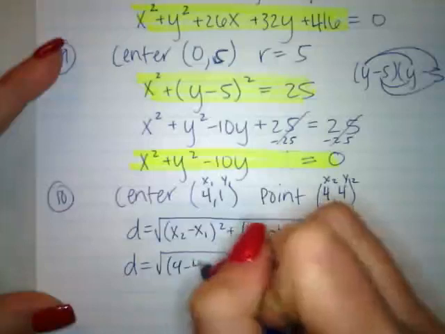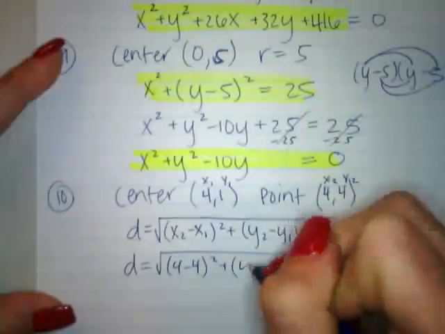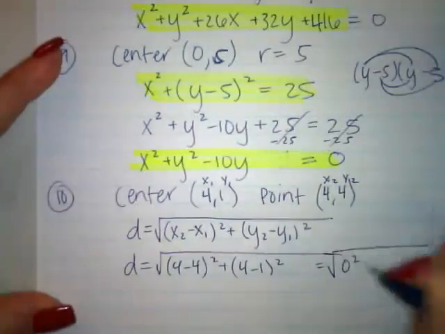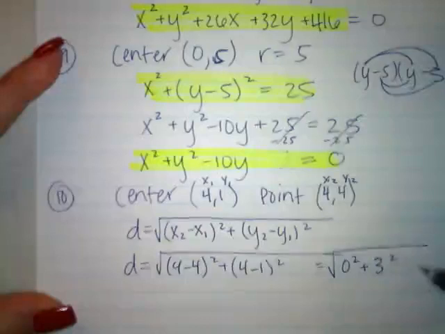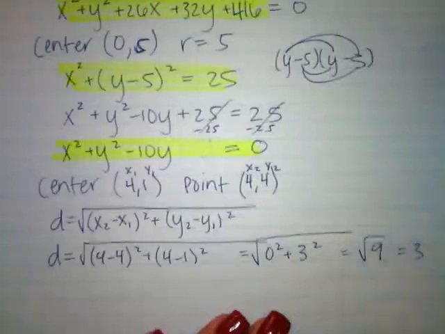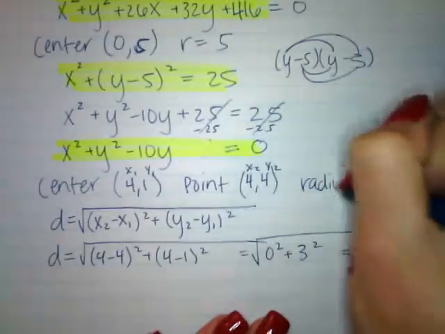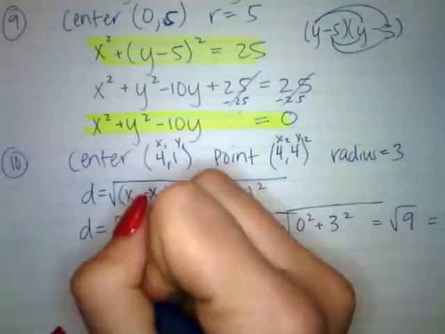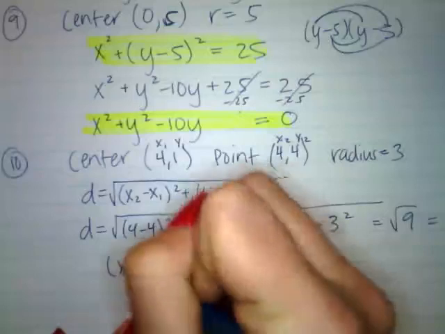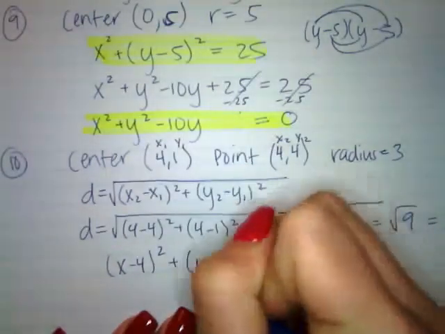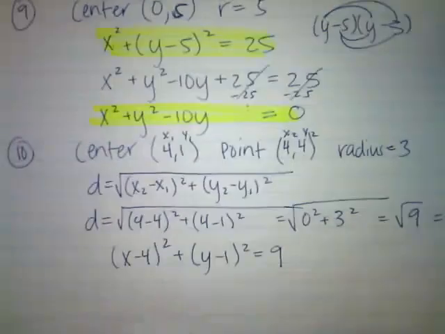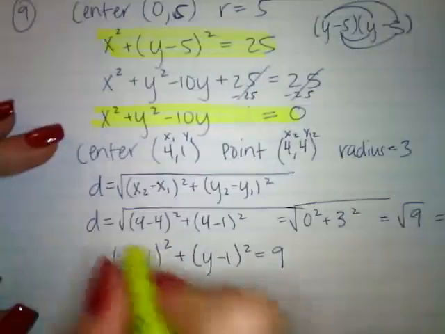That's going to be 4 minus 4 squared, 4 minus 1 squared. So 0 squared plus 3 squared, which is just the square root of 9, which is 3. Okay, I can now write my final equation. (x minus 4) squared plus (y minus 1) squared equals the radius squared. So there's my standard form.